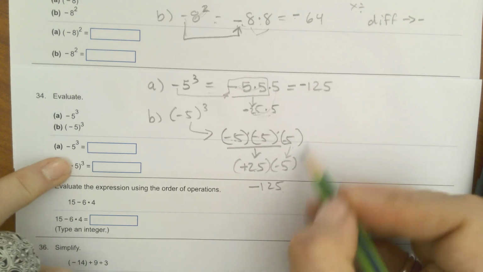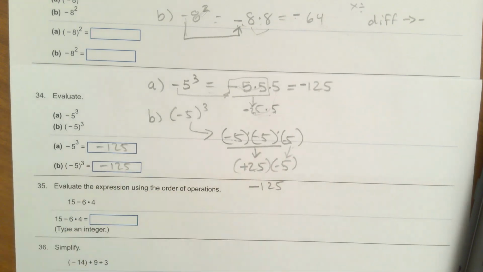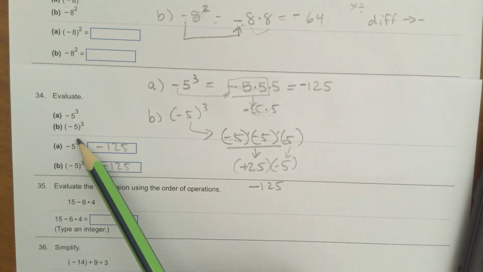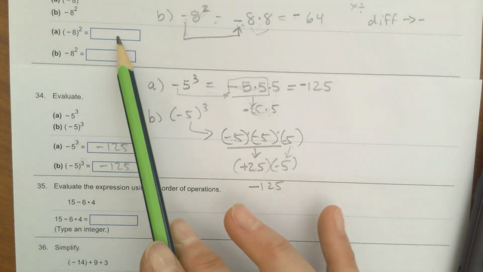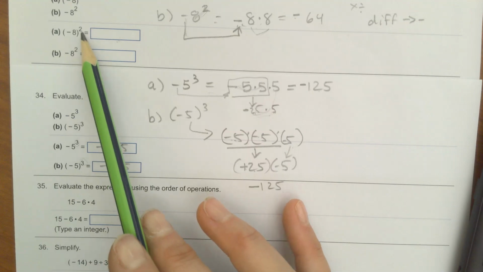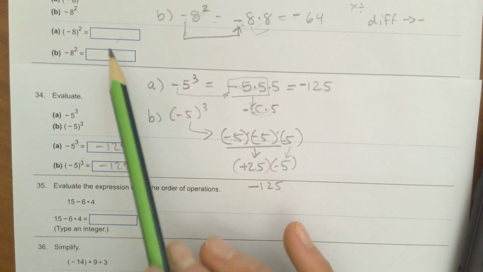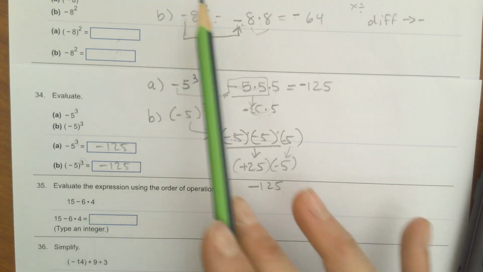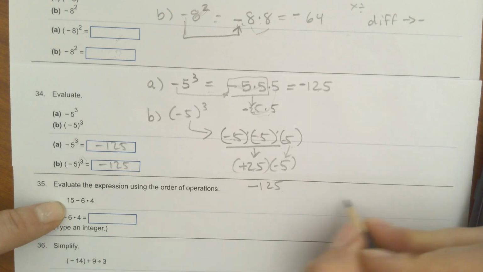Oh, they're both equal to the same. Okay. When this is an odd number, 1, 3, 5, 7, 9, they're going to be the same. But when it's even up here, 2, 4, 6, 8, they're going to be different. So you have to be very careful with your exponents if it has a bracket or no bracket. Okay?